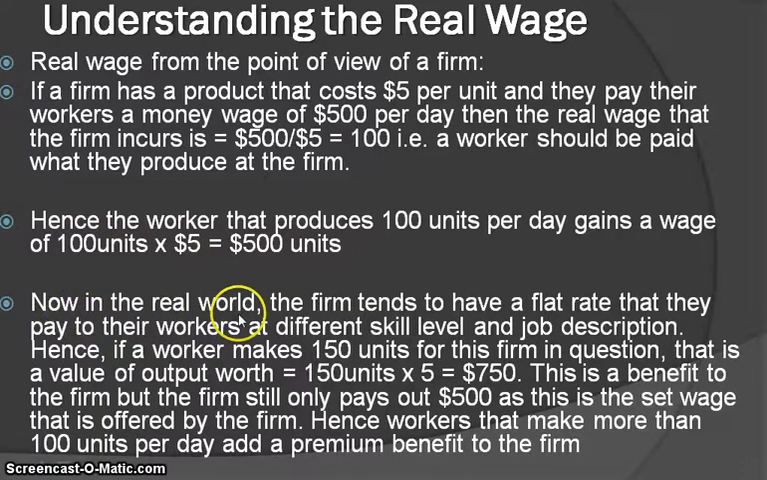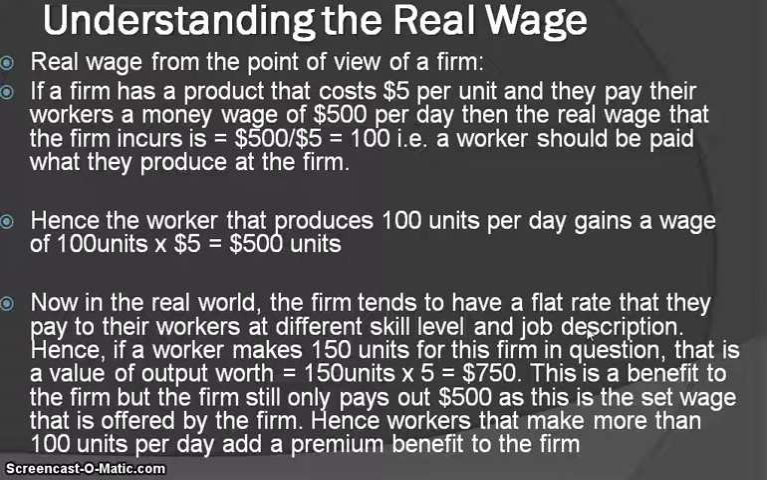Now, in the real world, the firm tends to have a flat rate that they pay to their workers at different skill levels and, of course, job descriptions. So, therefore, a group of workers with the same skill and having the same job description will be paid the same wage. So in this case here, this firm pays their workers $500 money wage per day.